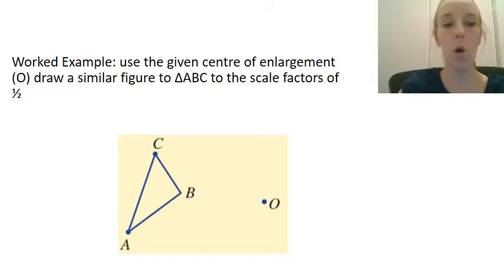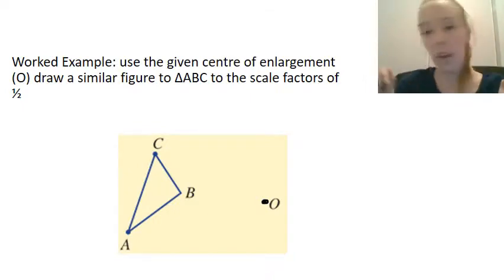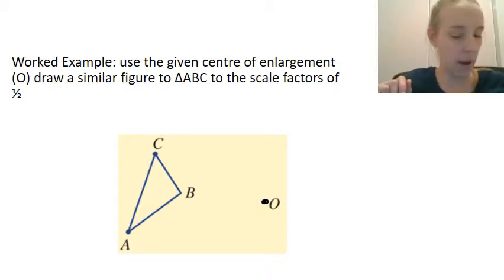Okay, so we've got a worked example here. So using the given center of enlargement, O, so that's this point here, draw a similar figure to triangle ABC to the scale factor of 1/2. So what we do is we grab our ruler, which let's see where mine is.